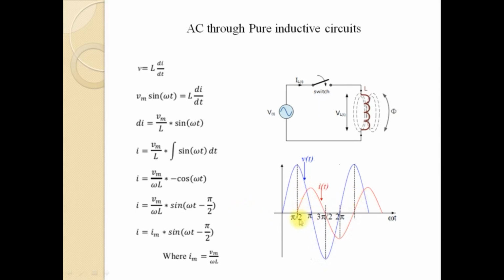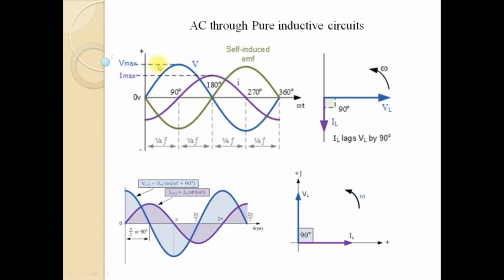Here you can see the phase difference between the voltage and current waveforms, and the current waveform is lagging with respect to the voltage waveform by an angle of pi by 2, which is evident from the equation i equals Im sin(omega t minus pi by 2). From these plots, this is the applied voltage v, and this green waveform is the plot of the self-induced voltage across the inductor.